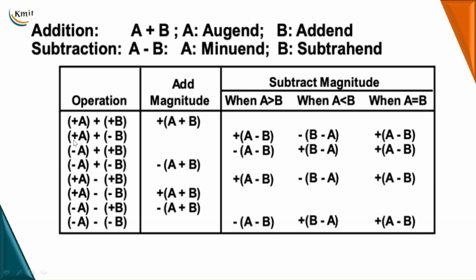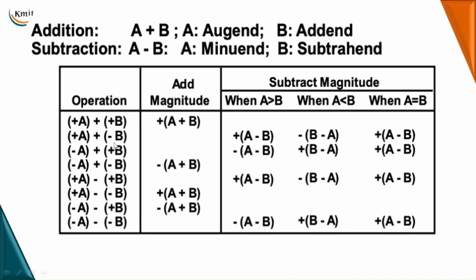If A value is greater than B, say my A value is plus 40 and B value is 35, in that case A value is greater than B. In that case, you need to perform A minus B, and the resultant sign will be the sign of A. What is the sign of A? Plus. So, this is how it is performed.